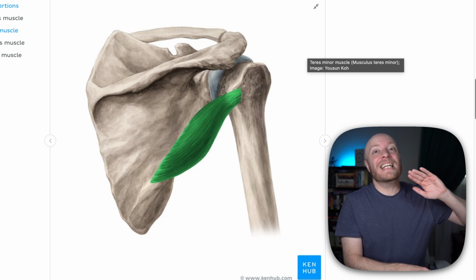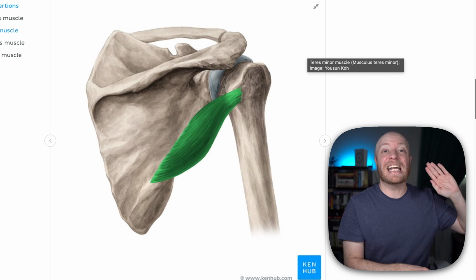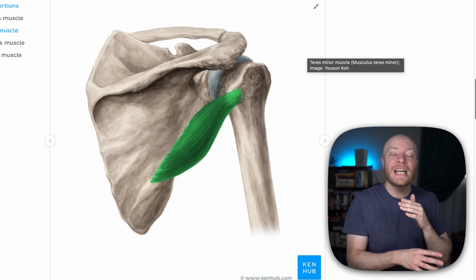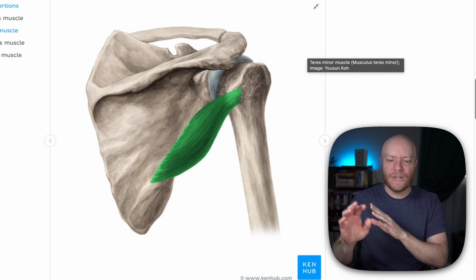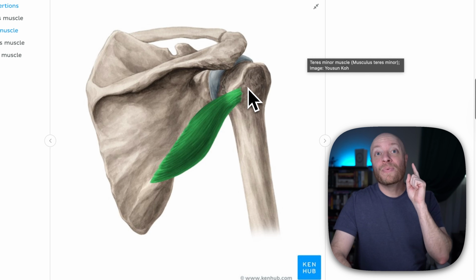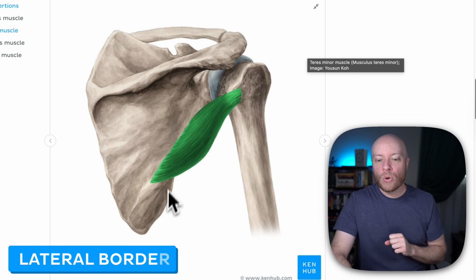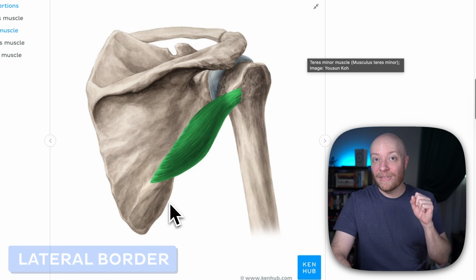That teres major is in a different muscle group. It's called the intertubercular groove muscle group, which is a tongue twister, I have to say. But we'll discuss that in a future video. For right now, I just want you to understand this one is part of the rotator cuff muscle group. And where it originates is on what's called the lateral border, or the lateral margin, of the scapula.